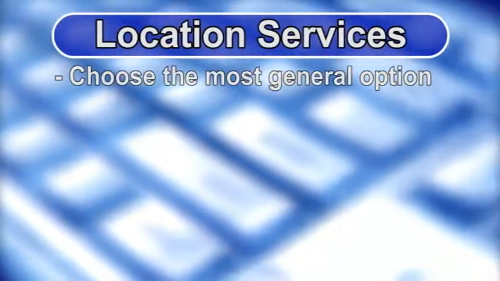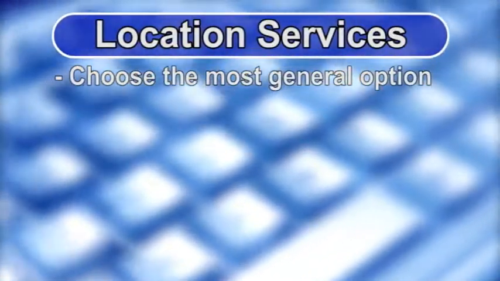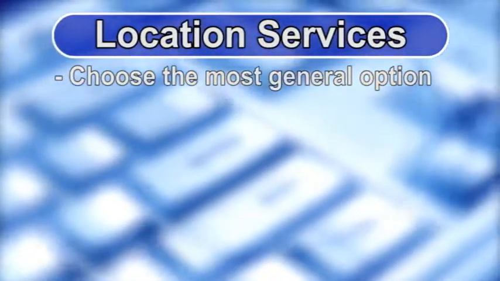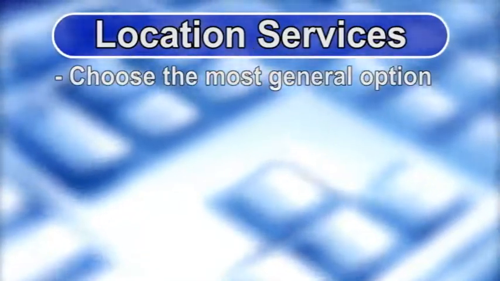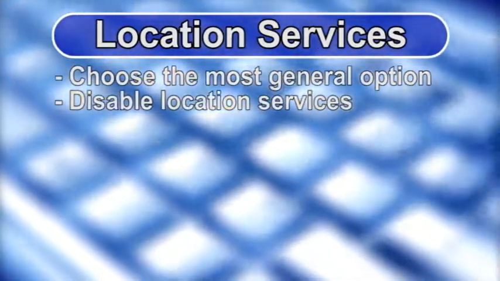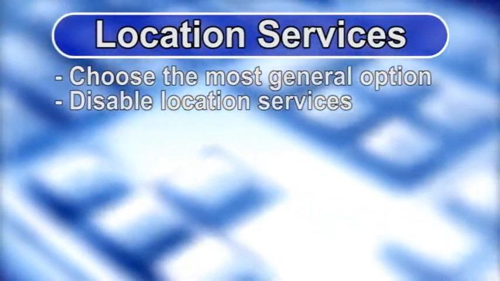Choose the most general option for communicating your location. It's a lot harder for someone to find you on Anna Maria Island than it is for them to locate you at the concession stand at Bradenton Beach. Disable location services if you feel threatened. This gives you the opportunity to move to a safer location without being tracked.